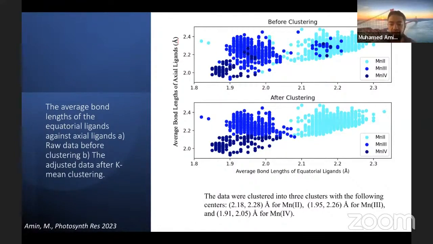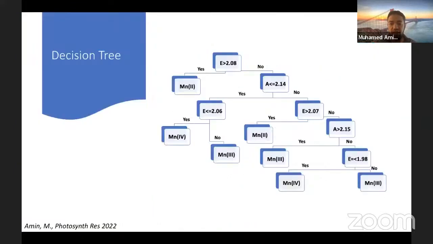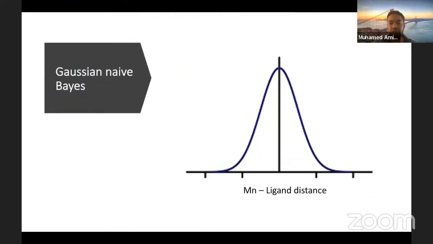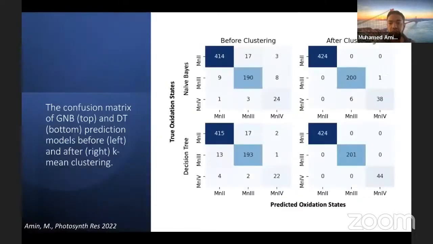And then I use this clean data to do a prediction using a decision tree classifier and naive Bayes as well. At the end, I get this confusion matrix. A confusion matrix, if you know it, is just a matrix that tells you the predicted versus the actual oxidation state. So, for example, if you see here on the top left, this is before clustering, and this is using a naive Bayes classifier.